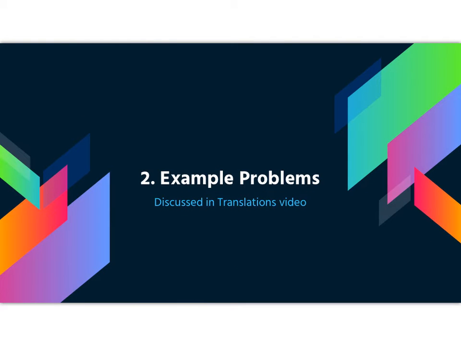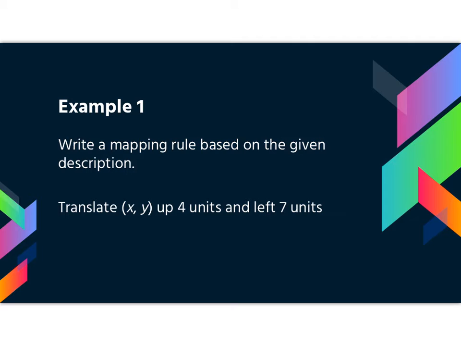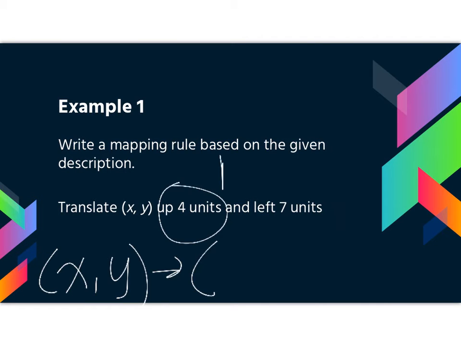Now we're going to do a few example problems. Write a mapping rule based on the given description. Translate xy up 4 units and left 7 units. So we know if we're writing a mapping rule, we're going to start with xy goes to. And so now we just have to see if anything is done to the x-coordinate and if anything is done to the y-coordinate. So if we're moving up 4 units, that is dealing with y values. So we're going to have y plus 4 because we're going up, so we're adding. If it said going down 4, then we'd subtract 4.